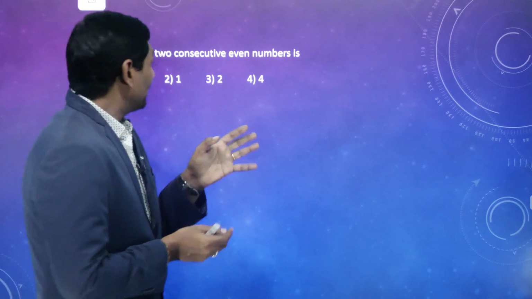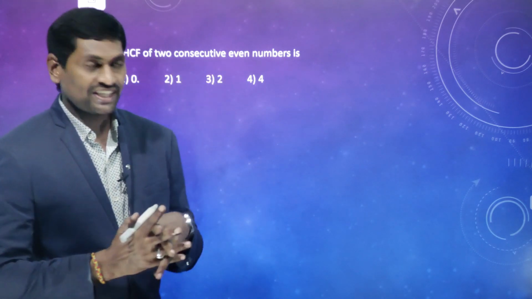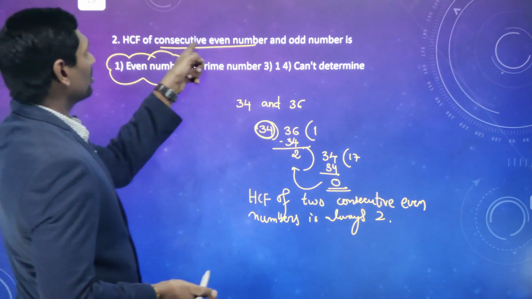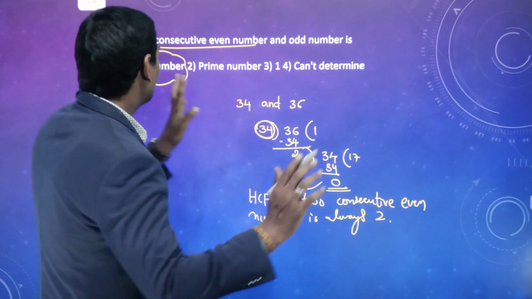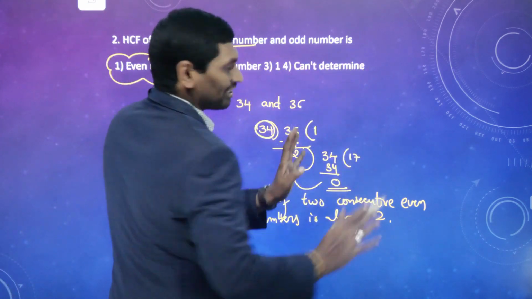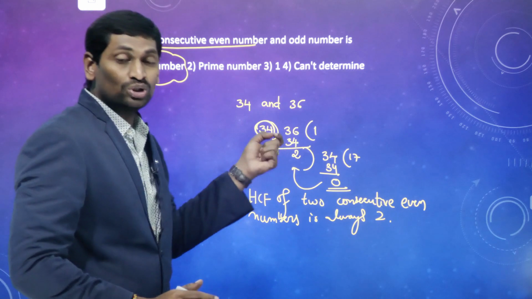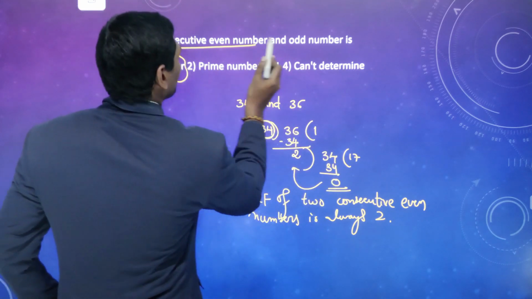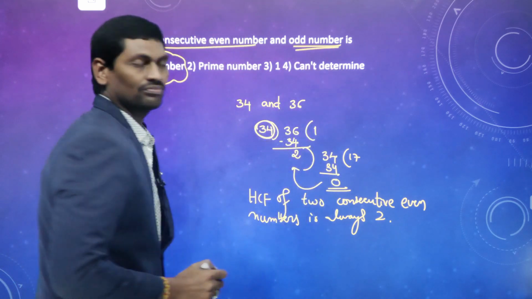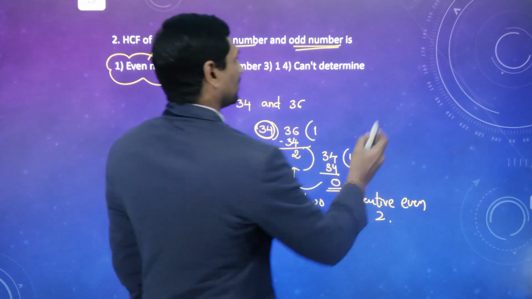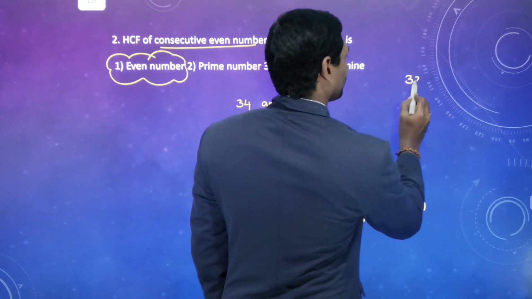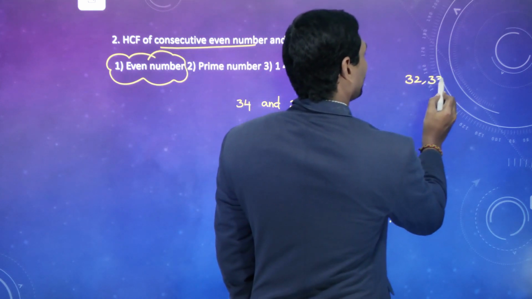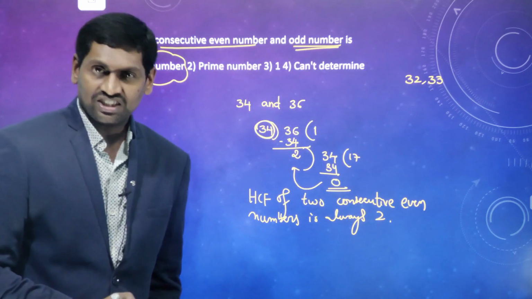Now see here, HCF of two consecutive even numbers. The same question is repeated. This is the HCF of a consecutive even number and odd number, so this solution is for the third question. Sorry for reading the wrong question here. The consecutive even number and odd number, that means, for example, if I take 32 as an even number, its consecutive odd number is nothing but the immediately next number. 32 and 33.